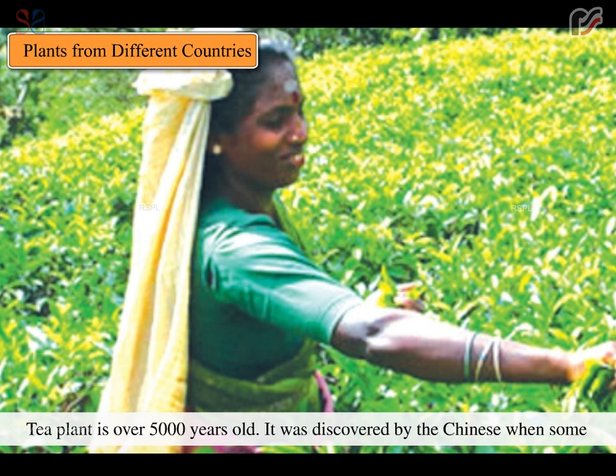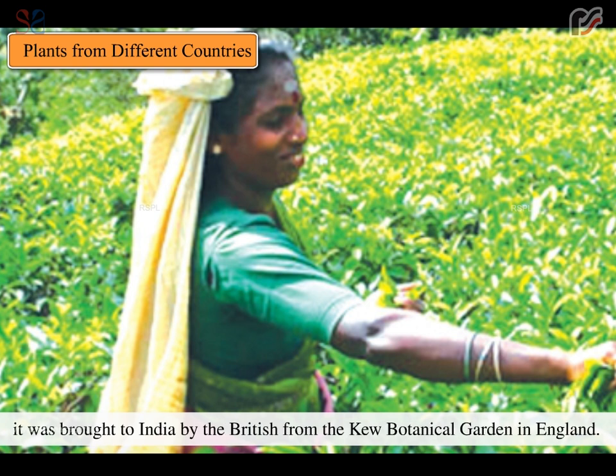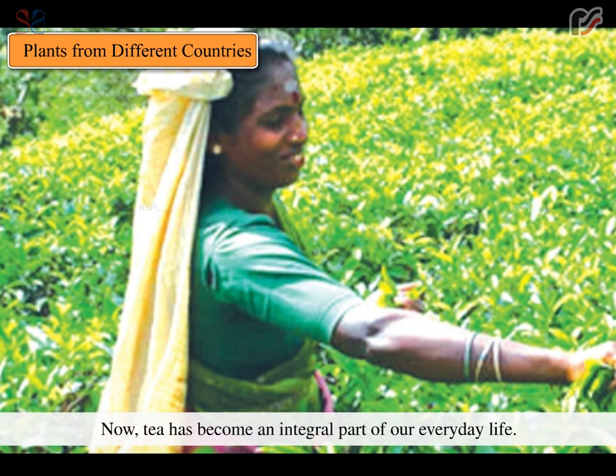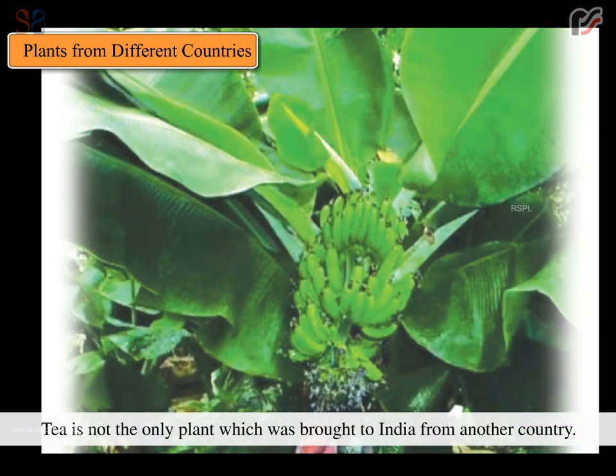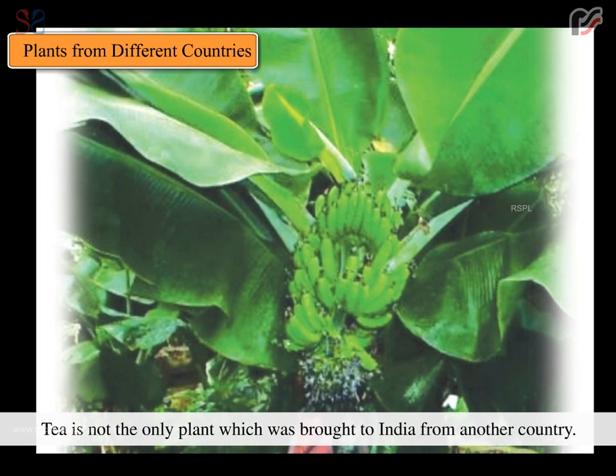Tea plant is over 5,000 years old. It was discovered by the Chinese when some tea leaves accidentally fell into a pot of boiling water. But it was brought to India by the British from the Kew Botanical Garden in England. Now, tea has become an integral part of our everyday life. Tea is not the only plant which was brought to India from another country.